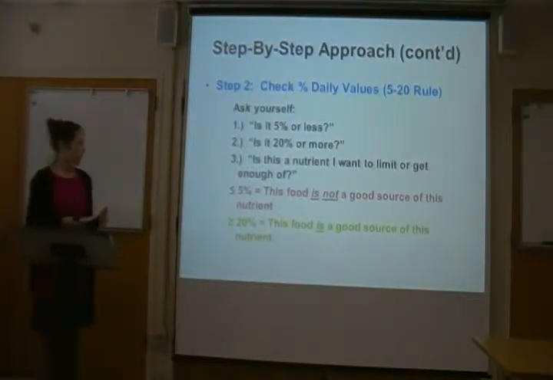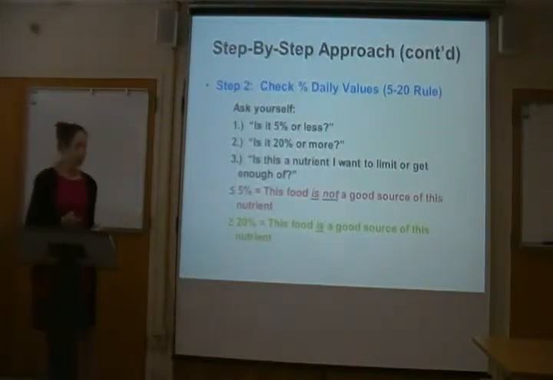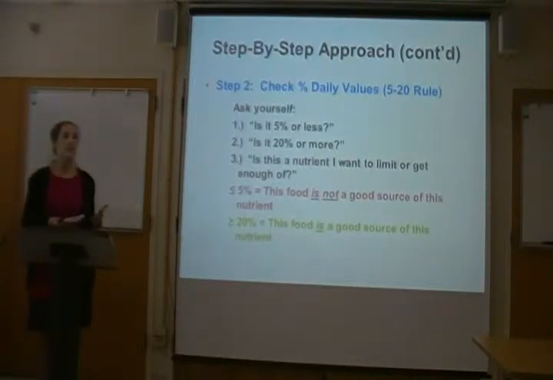And for this last question, number three, that's where you're going to want to think about the 5-20 rule, which basically states that if a food contains less than or equal to 5% of the DV, then that food is not considered to be a good source of that particular nutrient. So you're going to want to see the 5% DV on those items that you want to limit, but not on those that you want to ensure you're getting enough of. In contrast, the 20% DV would mean that that food is a good source of that nutrient. So the 20% DV is something you're going to want to see for nutrients that you need to get enough of, like dietary fiber and calcium. But you would not want to see this on nutrients you want to limit, like sodium or cholesterol.